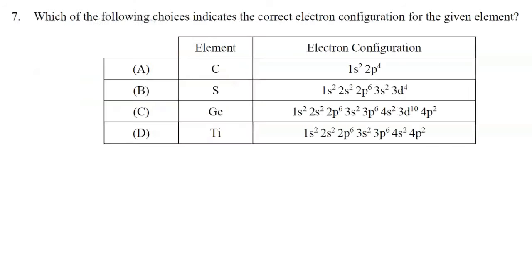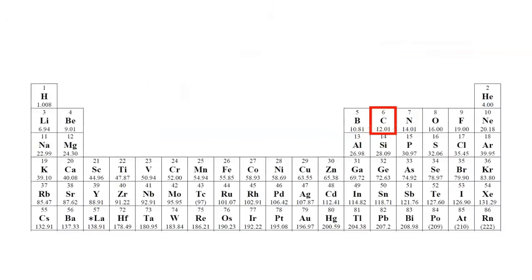Now let's take a look at question 7. Question 7 says, which of the following choices indicates the correct electron configuration for the given element? So I will start with choice A, and the elemental symbol is capital C for carbon. Let's go find carbon on the periodic table. So carbon has 6 electrons, and based on the pattern of energy levels and types of orbitals, the electron configuration for carbon should be 1s2, 2s2, and then 2p, but we're not going all the way to the end, so it's not 2p6, it's going to be 2p2.